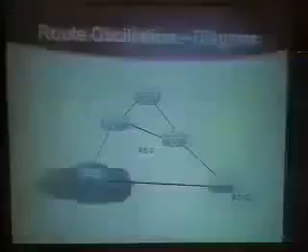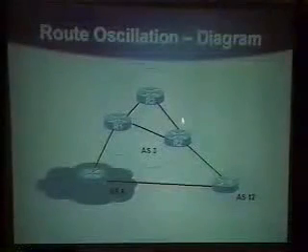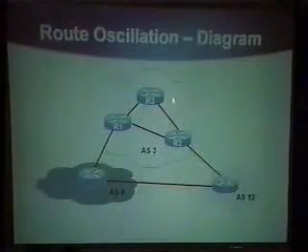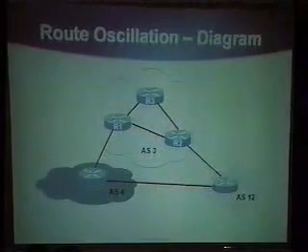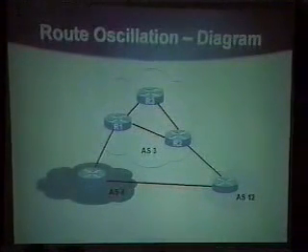The diagram is this. We're going to concentrate on router 3. Router 3 has got 2 paths to get down to AS12. It can go either this way, or it can go direct. So try and remember the picture.